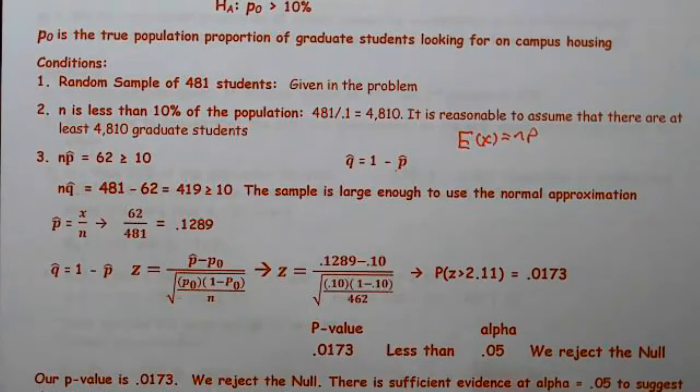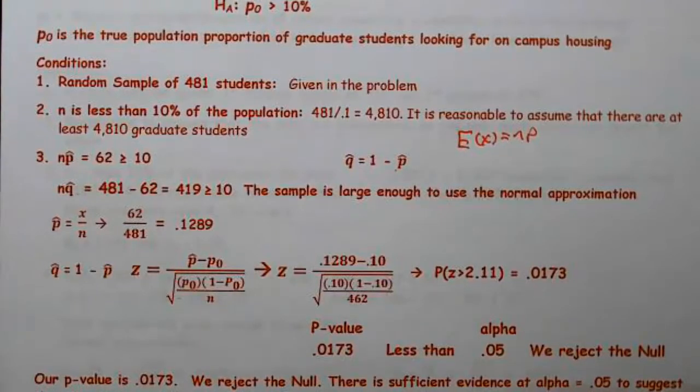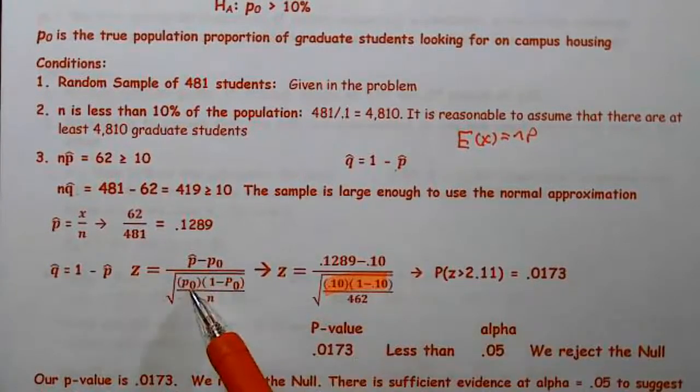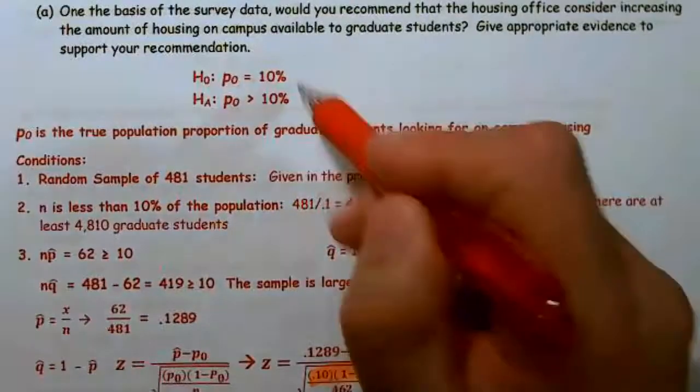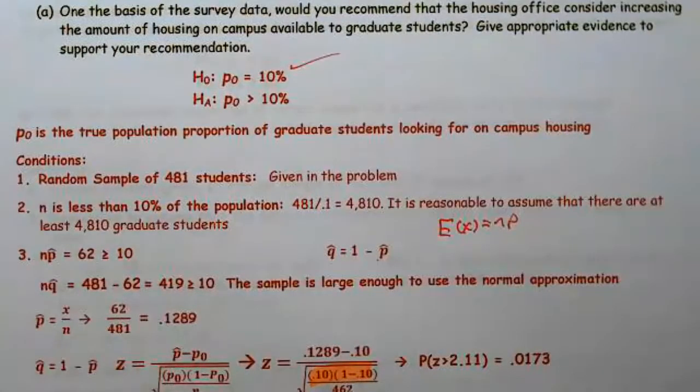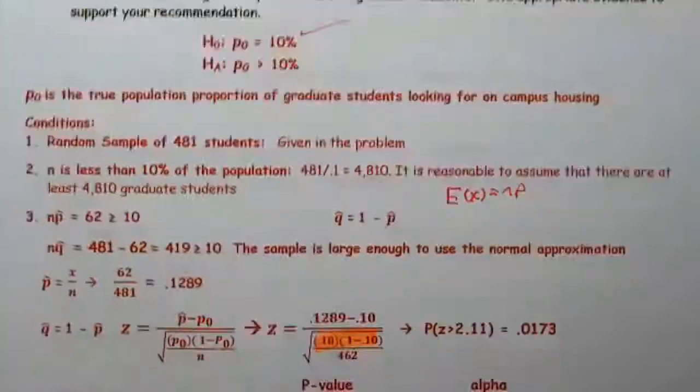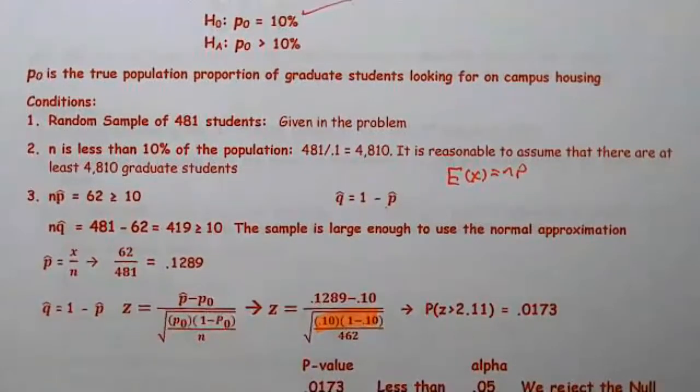Now this is where we have to be careful. Please notice I used 10% there. It's P naught in this formula. And why? It's because our null hypothesis said, this is what we initially believe, so we go with what we believe until we prove otherwise.